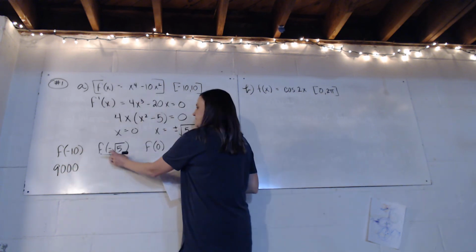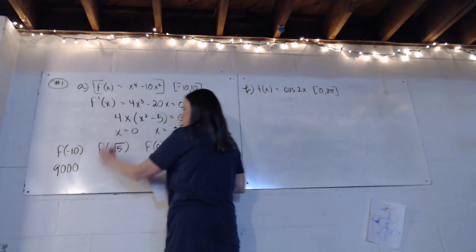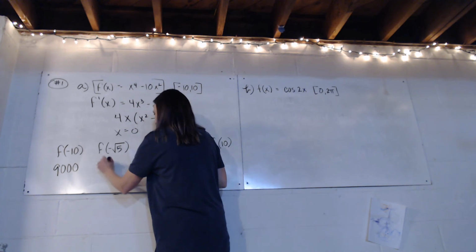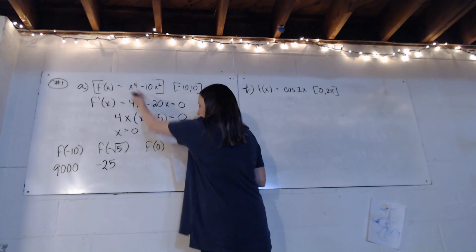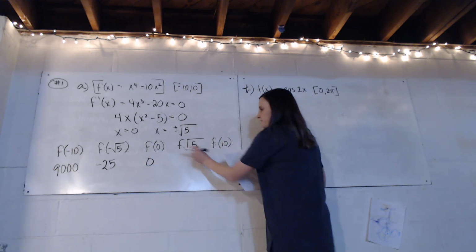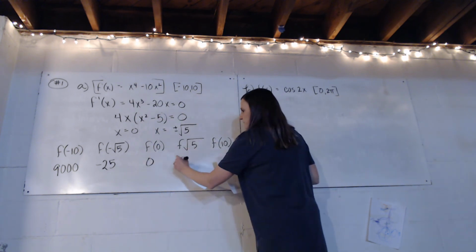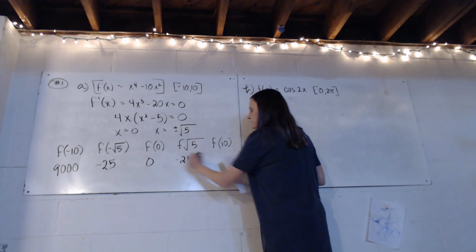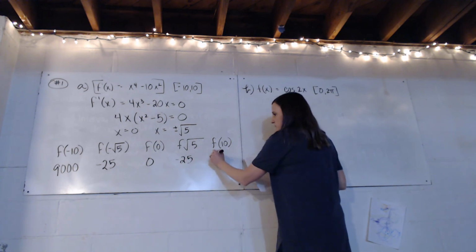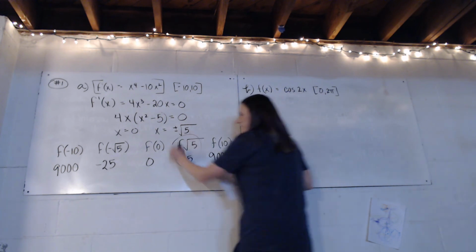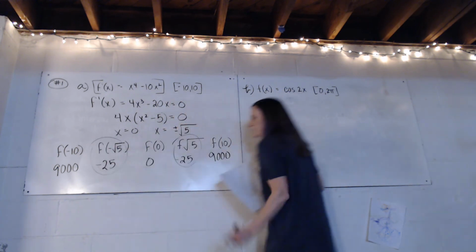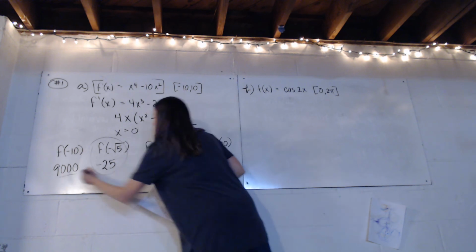If I plug in negative square root of 5 to the original function, I get negative 25. If I plug in 0, you can clearly see I get 0. If I plug in positive square root of 5, I also get negative 25. And 10, I also get 9,000. So we can see clear minimum values right here, and then these are my maximum values.